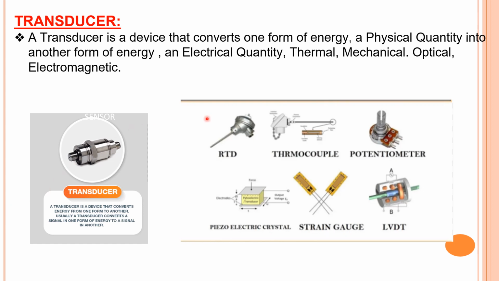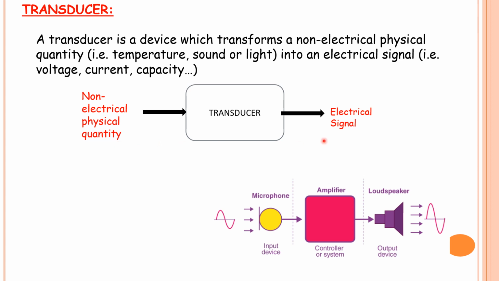So the major difference between sensor and transducer is that a sensor detects the input quantity, the measurement, which is in non-electrical form, and converts it into non-electrical form, such as temperature or pressure. If you use a transduction element, that is the transducer, it converts one form of energy, a physical non-electrical quantity, to an electrical quantity. Not only electrical, we can say thermal, mechanical, optical. So I have explained what it does.